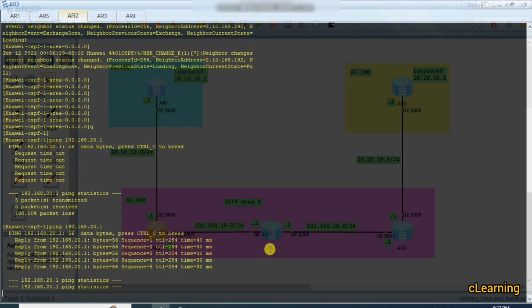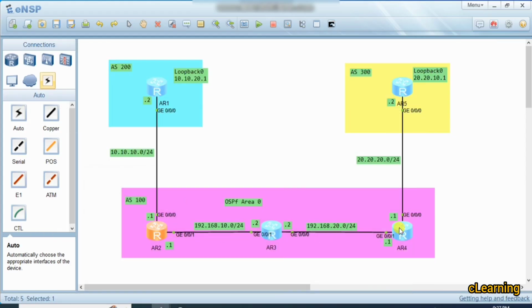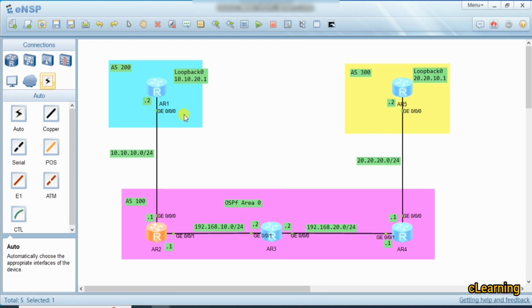Now you can see this router will be reachable to this router, but from this autonomous system to this autonomous system they will not be reachable, because they need a separate routing protocol, which is BGP. So we configure BGP. There are two types of BGP: eBGP relationship and iBGP relationship. eBGP relationships are created between different autonomous systems. Suppose we are creating BGP from this autonomous system to this autonomous system, so we create an eBGP relationship, which is called exterior BGP.